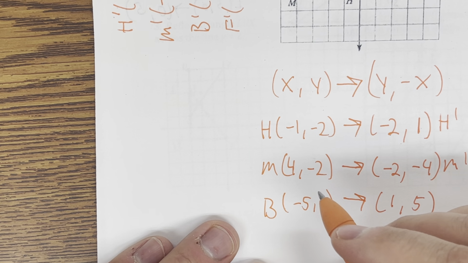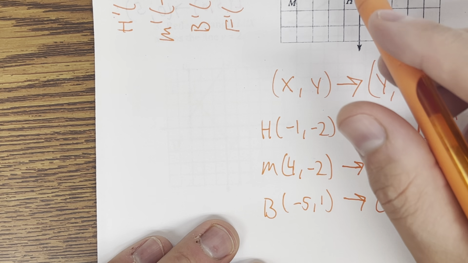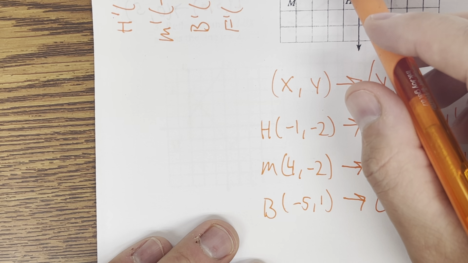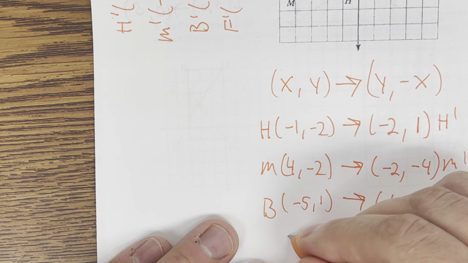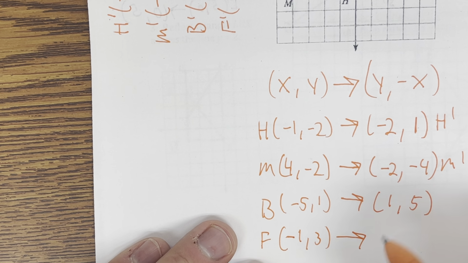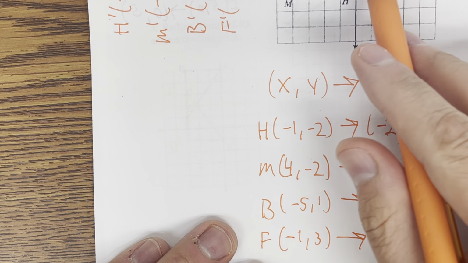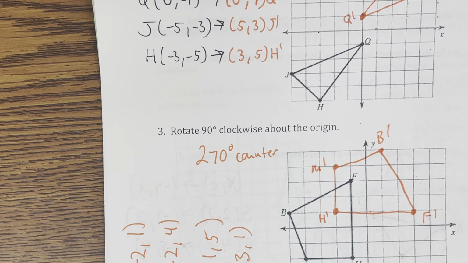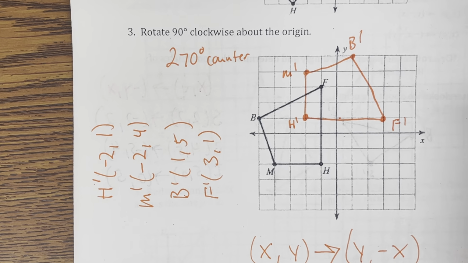And lastly, we had F. F was located at negative 1, 3. And then if I map F, that would become 3, 1. And that's F prime. So if you want to rotate your paper, that's probably the easiest way. But if you have the inability to rotate, you can still use the mapping methods as described.